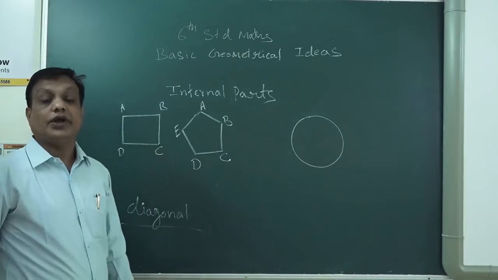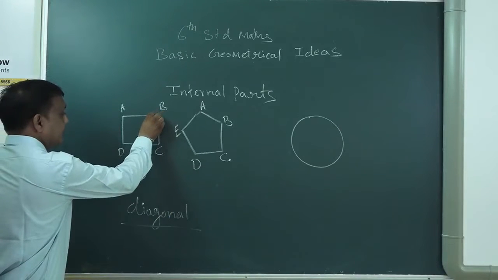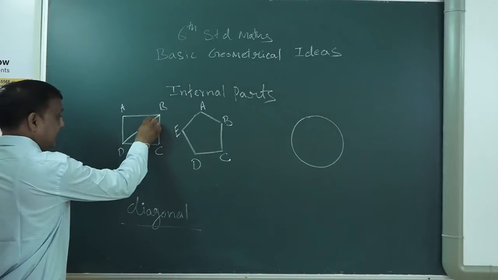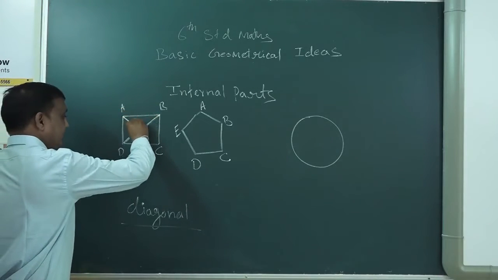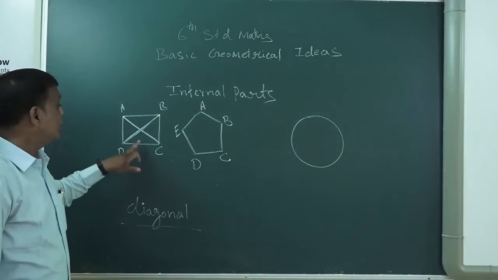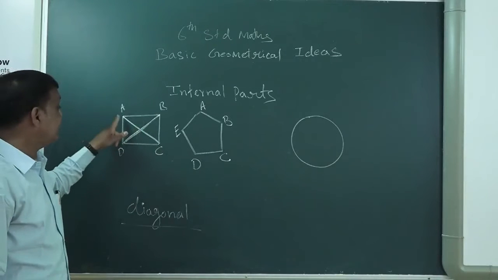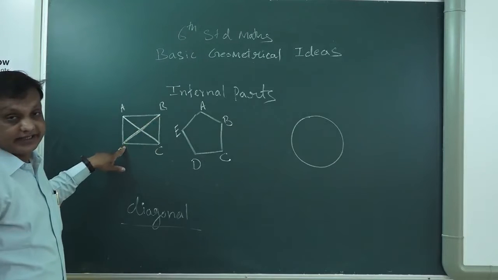Now diagonal. What is mean by diagonal? If I draw a line from B to D, so this line is called diagonal. If I draw a line from A to C, so that line also called a diagonal. So how many diagonals are in a square? There are 2 diagonals in a square. Which are they? AC one and BD is another diagonal.